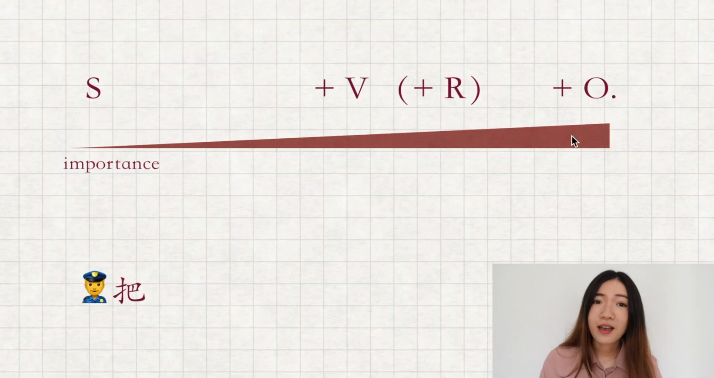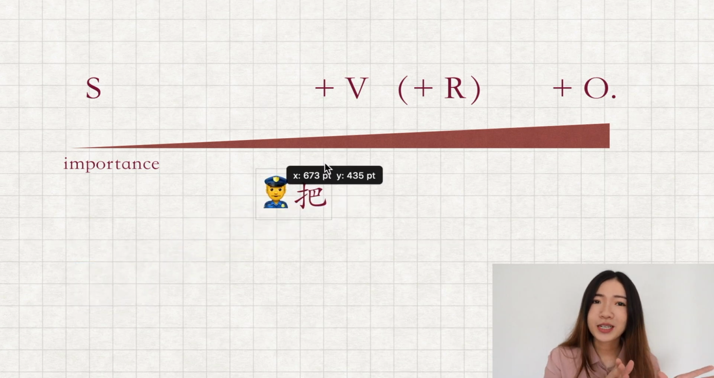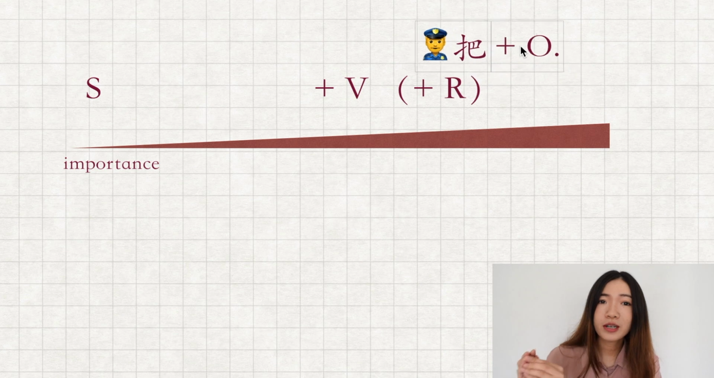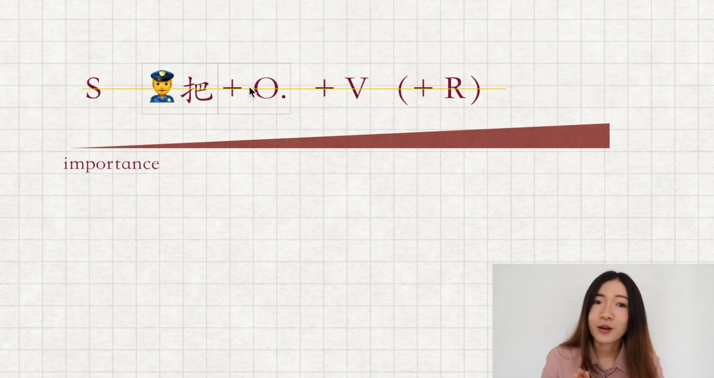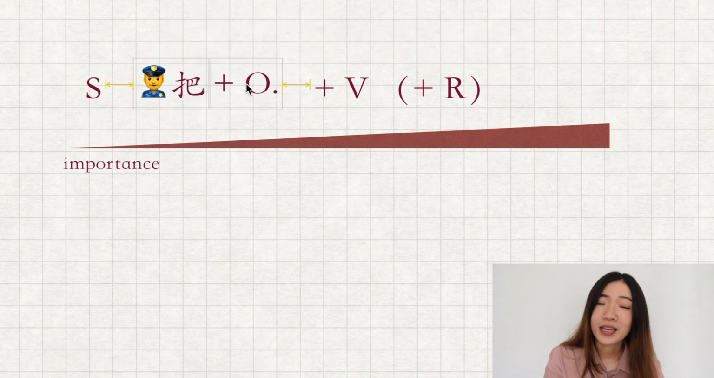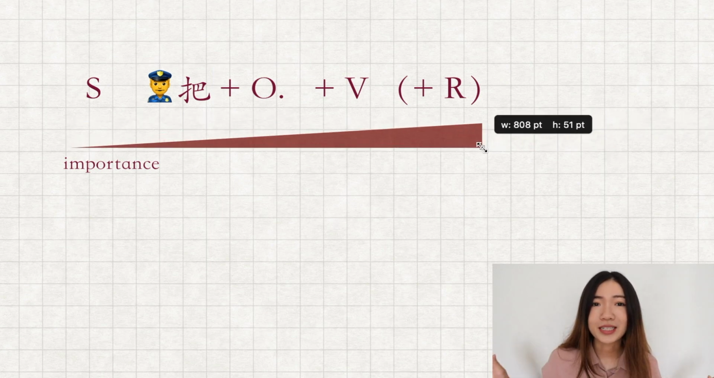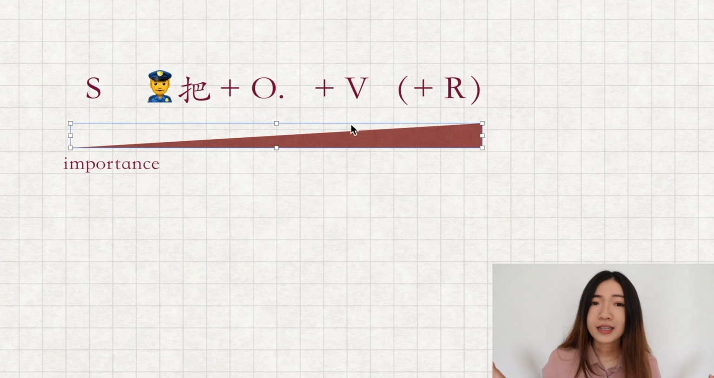So what if we want to emphasize the verb and its result? We need something or someone, kind of like a police officer, to take the object at the end of the sentence out and put it before the verb, so that the verb and its result can be at the end of the sentence and therefore be the emphasis of the whole sentence. Now let's review the 把 structure. I hope it makes more sense now.